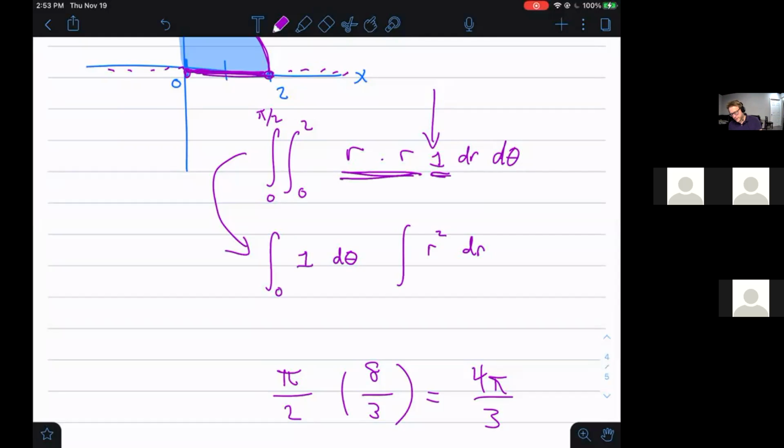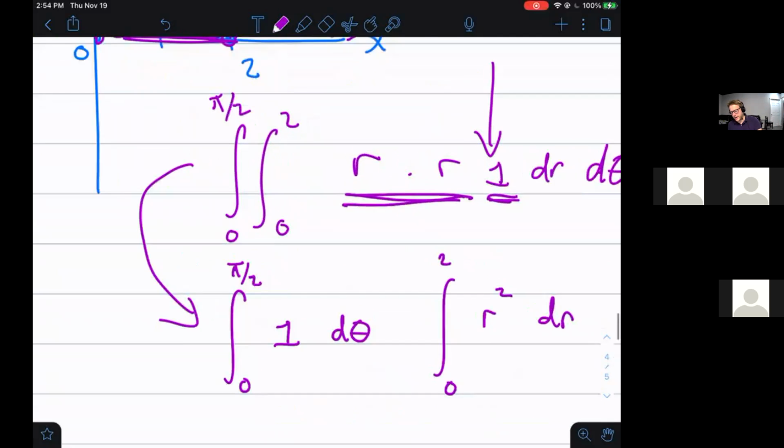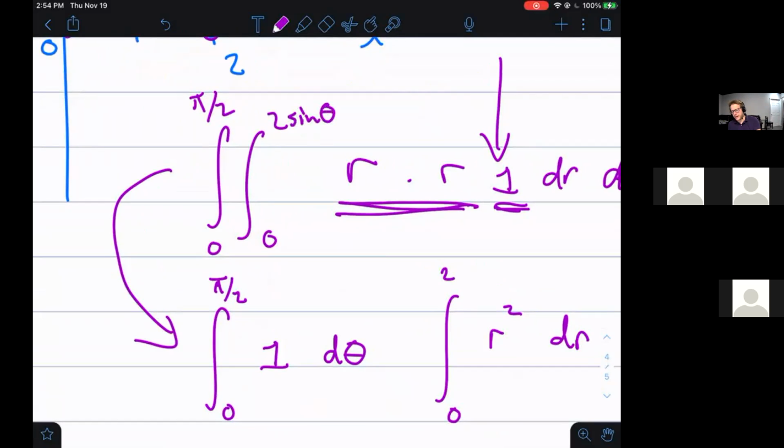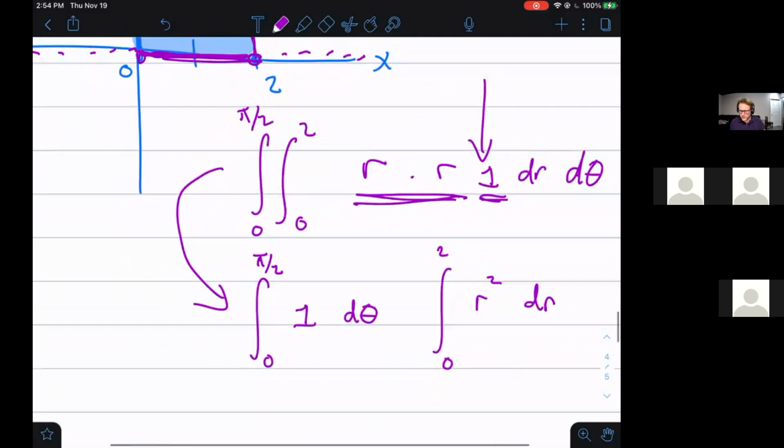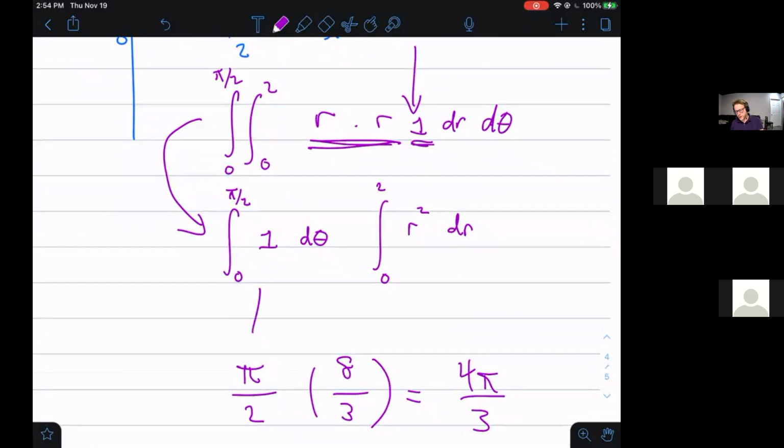And the other part of this that we need to emphasize is that we have a nice rectangle, right? The bounds do not depend on one another. So for instance, if I had 2 sine theta in the bounds here, then this wouldn't have worked, because that inner integration by r would yield a theta, and then we'd have to plug that in and then integrate there. But because everything was nice and constant, you're allowed to do this. And then just like you said, when you integrate 1, you just get theta, and then you plug in 0 and pi over 2, and you get pi over 2.